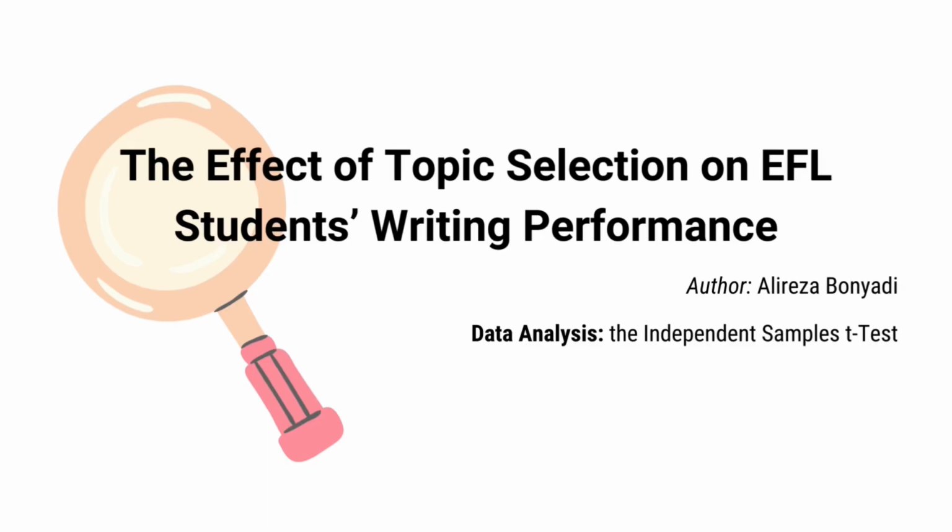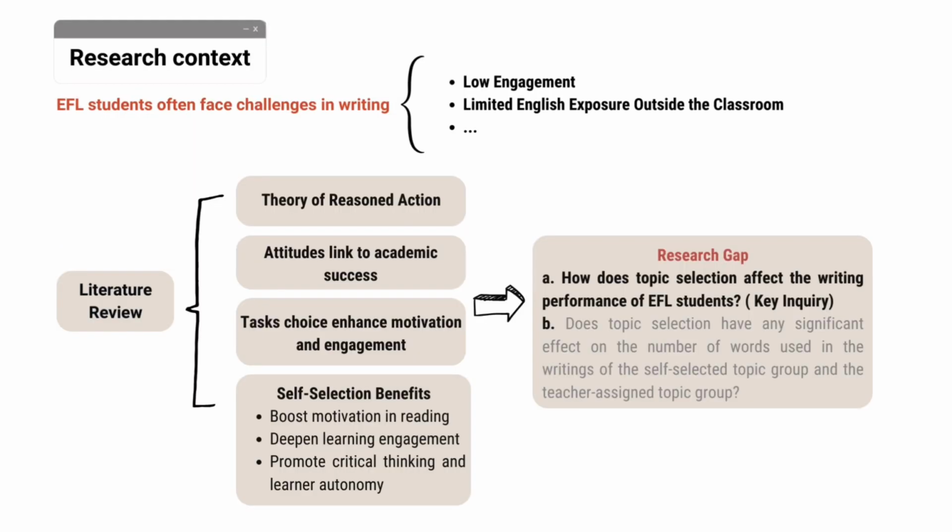Today, I will talk about the effect of topic selection on English as a foreign language students' writing performance by Alireza Bunyadi. EFL students are often hindered in their writing by low engagement and limited English exposure outside the classroom. According to the theory of reasoned action, behavior is shaped by intention and influenced by attitudes and norms.